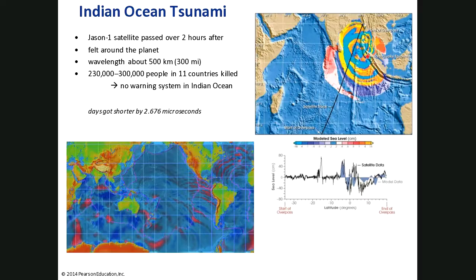The wavelength was somewhere in the vicinity of about 500 kilometers or 300 miles. And again, there are 300,000 people in 11 countries. There's no warning system. This is what I think is kind of cool. Our days on Earth got shorter because of that earthquake by about 2.676 microseconds. I'll show you why. All right.